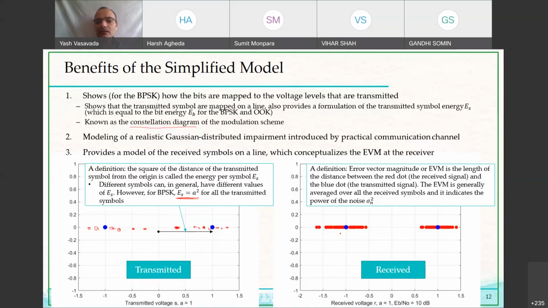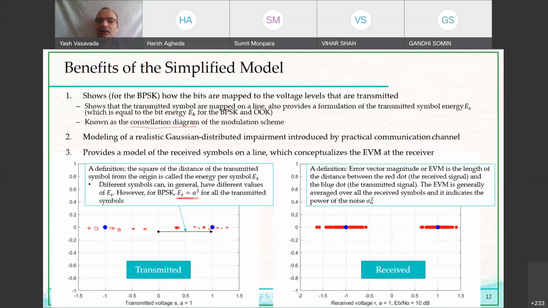And the engineers can actually determine the power of the noise or the variance of the noise, which are one and the same thing, by looking at the spread. If the spread is very small, then we know that sigma n squared is likely to be very small. If the spread is very high, then sigma n squared would be higher.